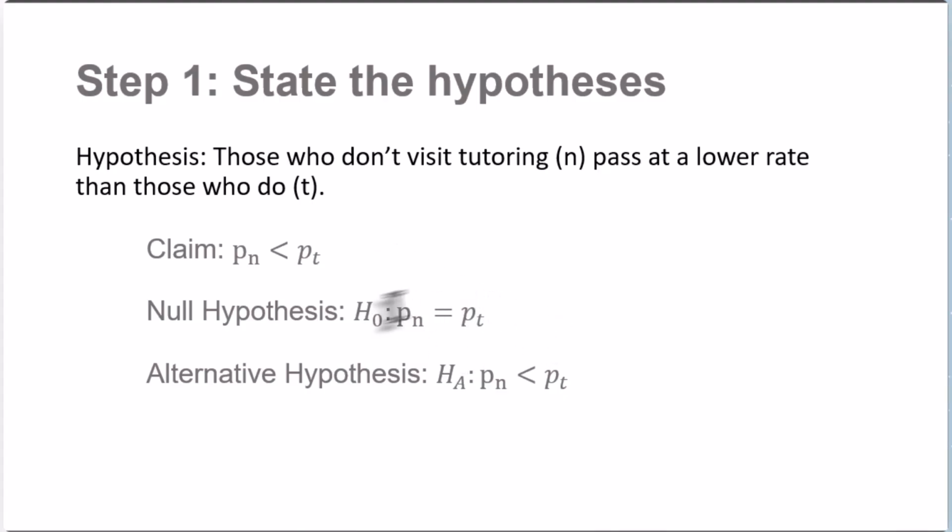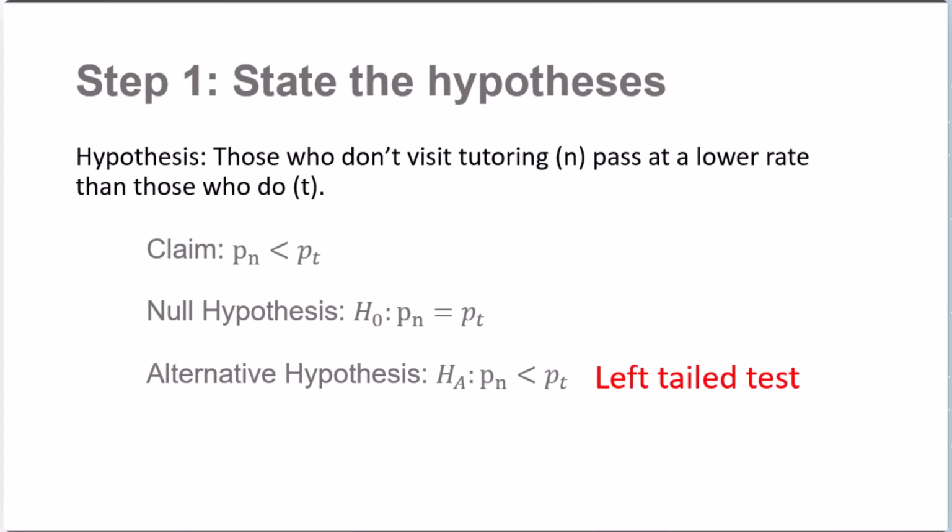The null hypothesis here is always going to be that the two proportions are the same. So the pass rates are the same for those who visit tutoring versus those who don't visit tutoring. But our alternative hypothesis is that P sub n, the non-visitors group, that pass rate is lower.